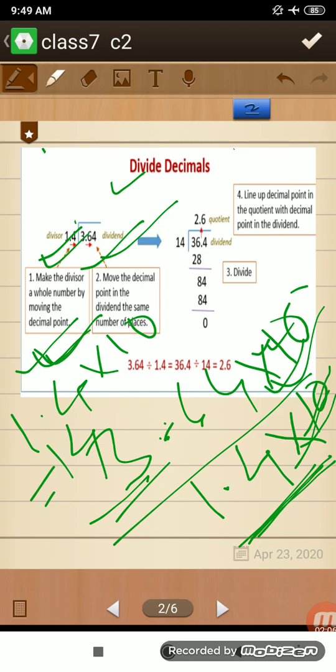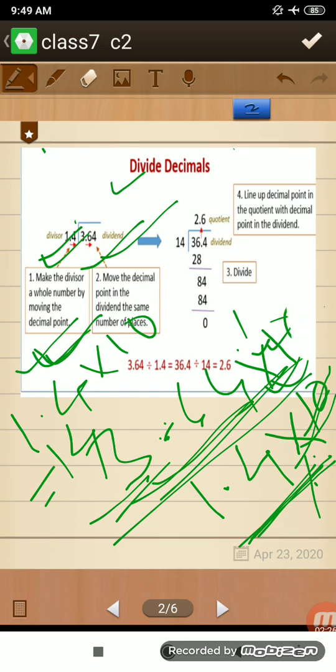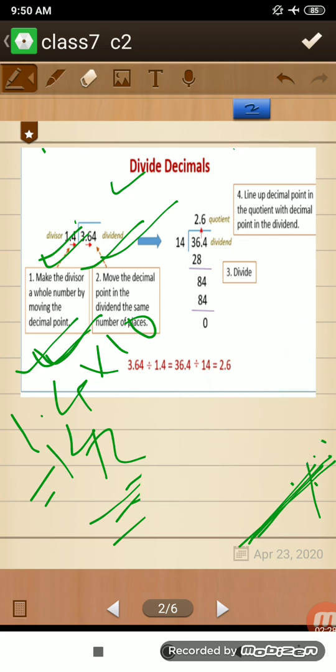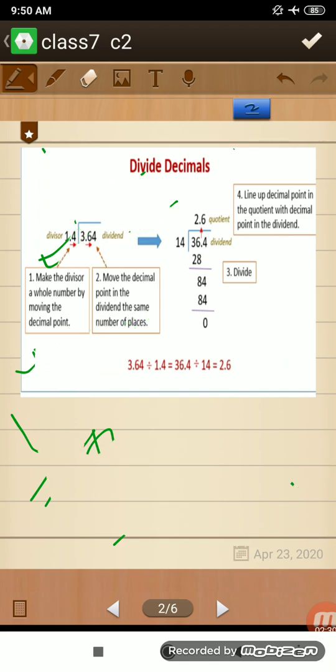According to rule number 2, move the decimal point in the dividend the same number of places. Multiplying both denominator and numerator by the same number, you get the same value. So rule number 3, division.